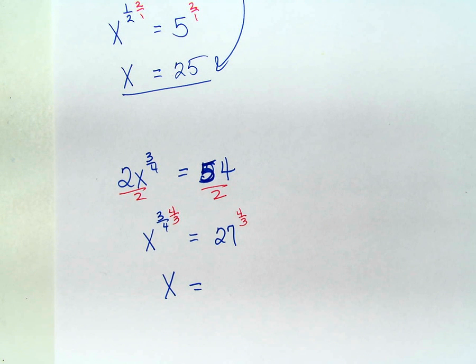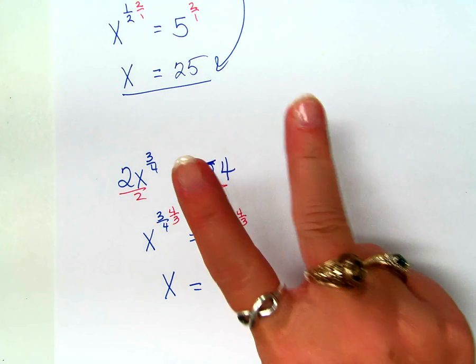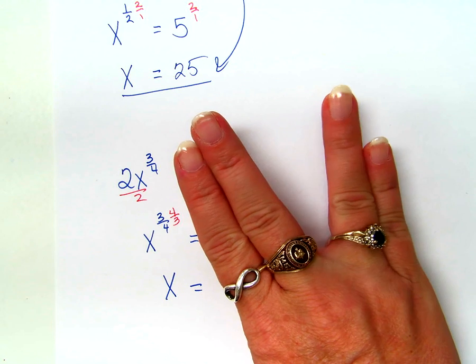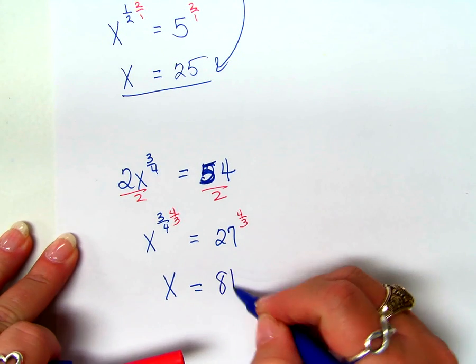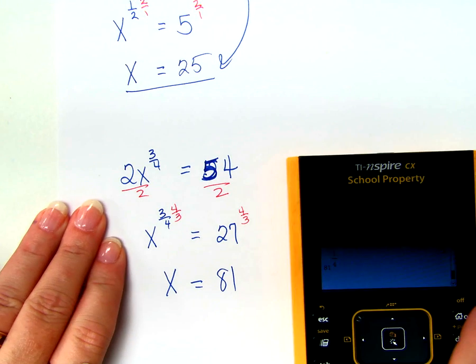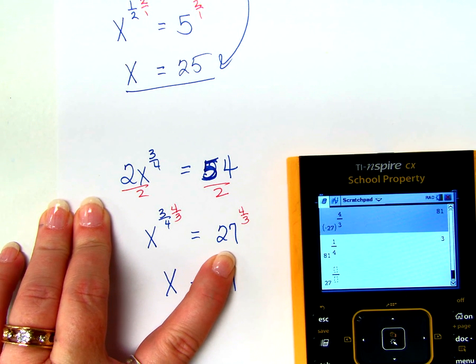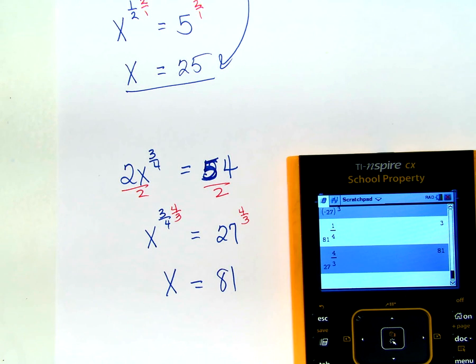3, right? What's 3 to the 4th power? 3 times 3 times 3 times 3. Well, 3 times 3 is 9. 3 times 3 is 9. What's 9 times 9? 81. Done. Now, just for practice, so that you know that I'm not a liar, I'm going to say 27 raised to the, I'm going to give myself a fraction, and say 4/3 power.